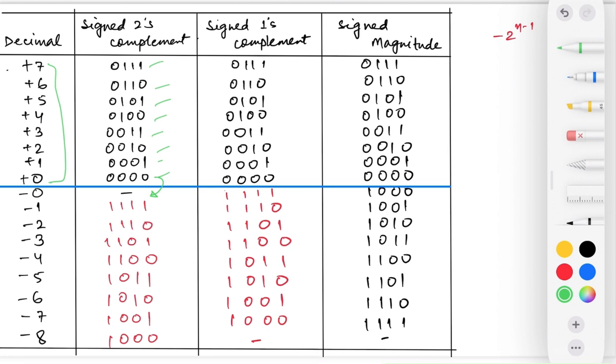So there is only 1 0. Fine. Take 2's complement of this number, 1 1 1 1. Take 2's complement of this number, and so on. +4, 2's complement, you will get -4. So take 2's complement of all of them and you will fill up the table.